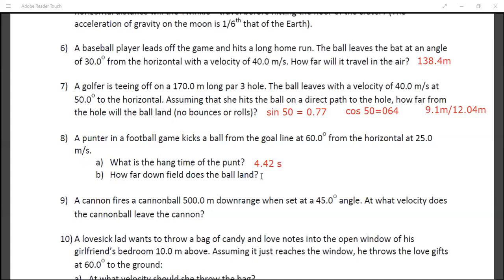And then how far downfield does the ball land? For that you need to find the total distance, the range. We can use the range formula, or else directly distance equal to speed into time. That also we can use. Am I right? Okay, fine.